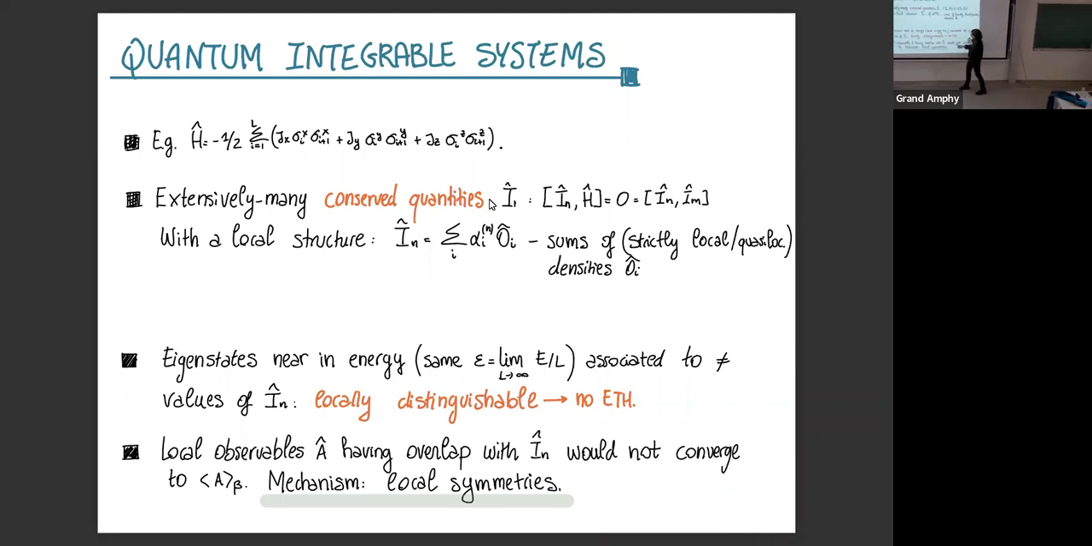Now, maybe you cannot measure directly these operators, but since they are local, what you expect is that the local observables that you like will have some strong overlap with some of these conserved quantities, and therefore you see that the expectation values of these local observables also take different values depending on the eigenstates that you're looking at, at the same energy density.